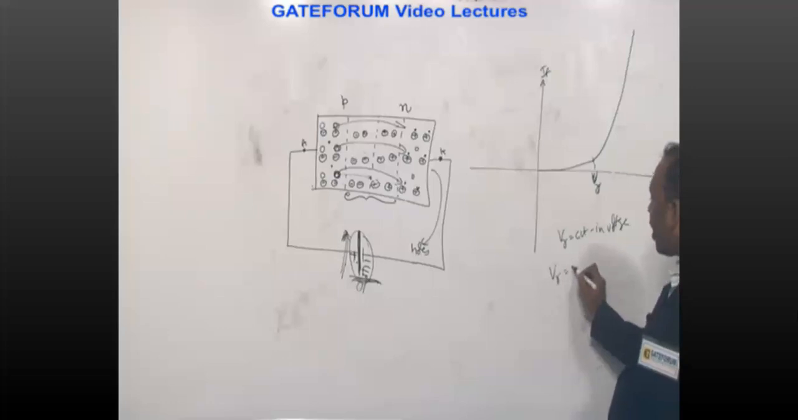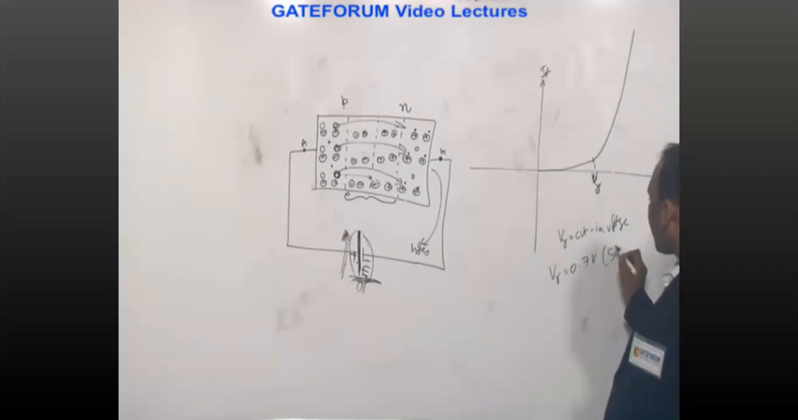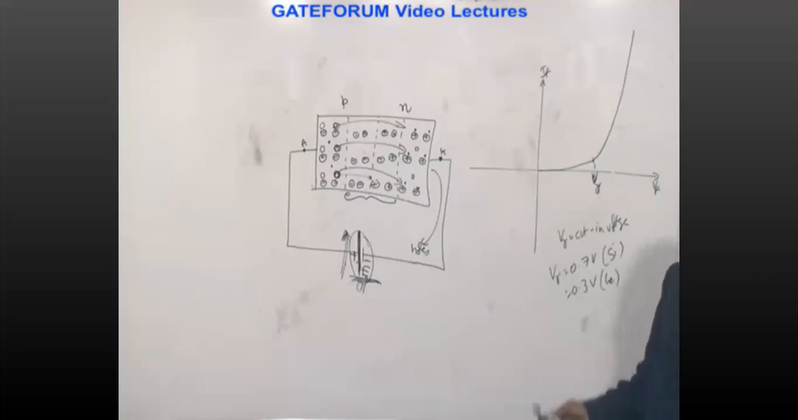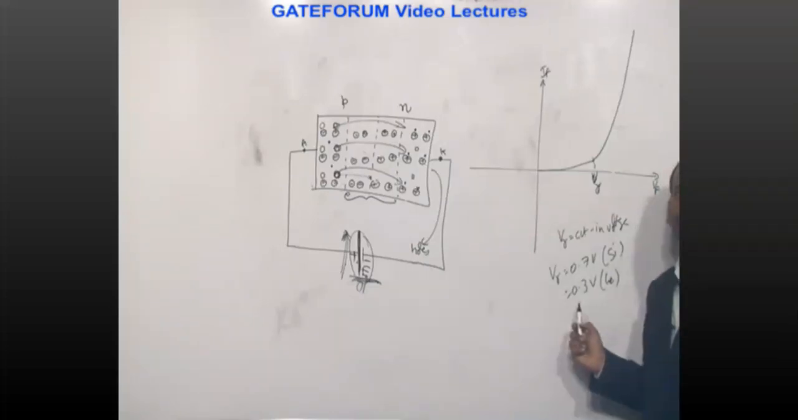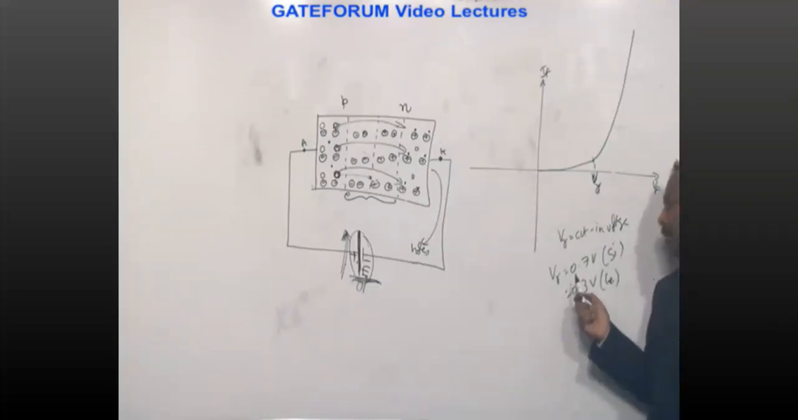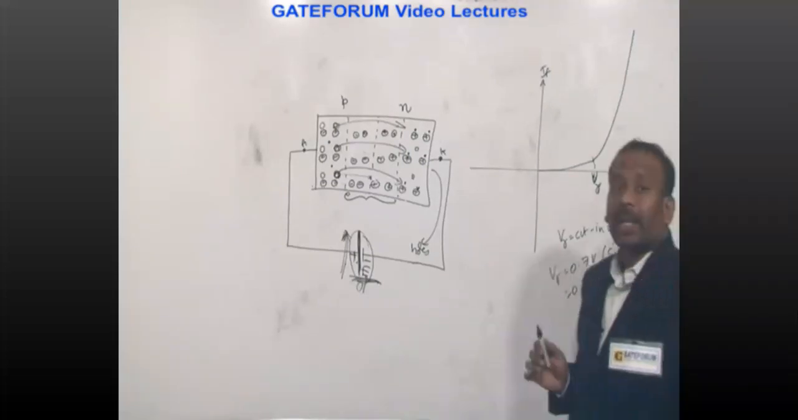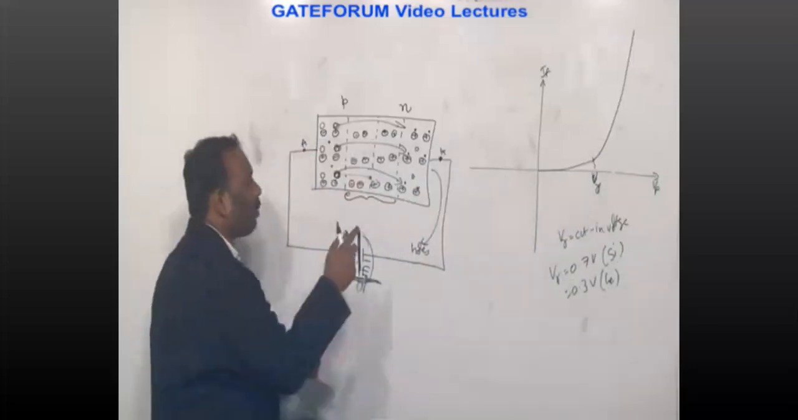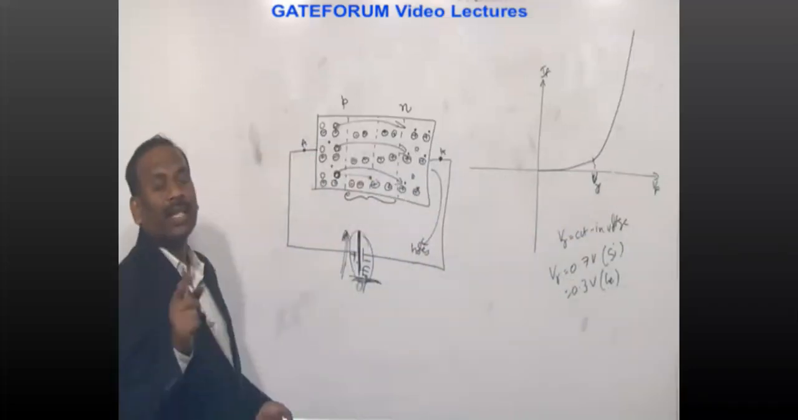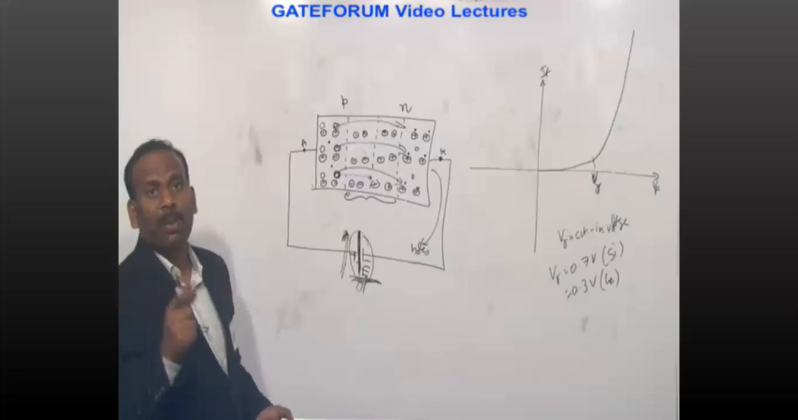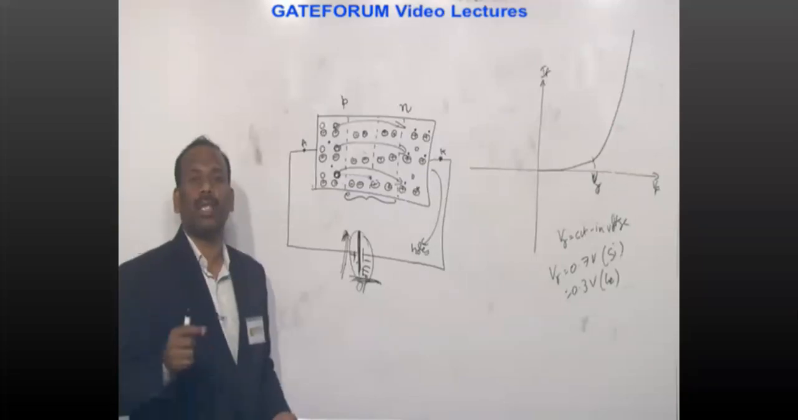Cut-in voltage for silicon is 0.7 volts. It's 0.3 volts for germanium. You can also take it as 0.6 and 0.2. That depends on the textbook; some textbooks say 0.7, 0.3, others 0.6, 0.2. For problems we'll take 0.7, 0.3. For theoretical things we'll take 0.6, 0.2. Small difference. Clear? Now, that's about the forward bias. In forward bias, current increases rapidly or exponentially after cut-in voltage.